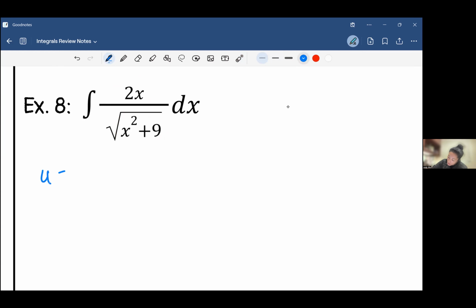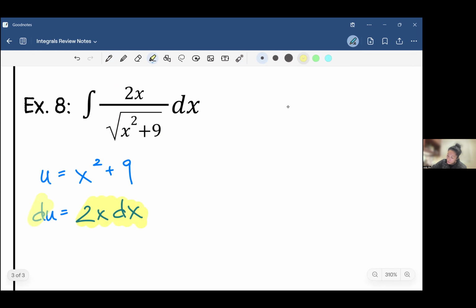So u is going to equal x squared plus 9. du is 2x dx. And that means everywhere I see 2x dx, I can replace it with du. And everywhere I see x squared plus 9, I can replace that with u.